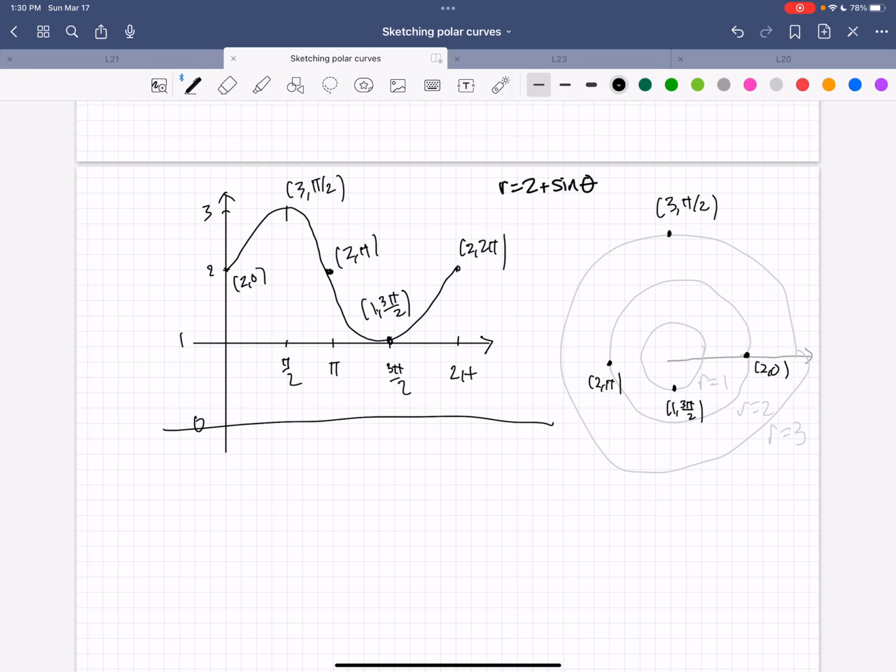Okay, and then to help guide us with the sketch, we can calculate some more angles. Let's see, so we could do, let's say, pi over 6. When theta is pi over 6, r is going to be equal to 2 plus 1/2. I'll just write 2.5. So that's right here.